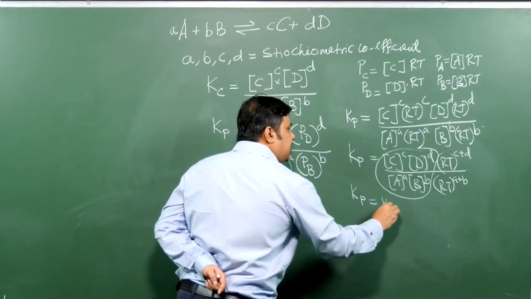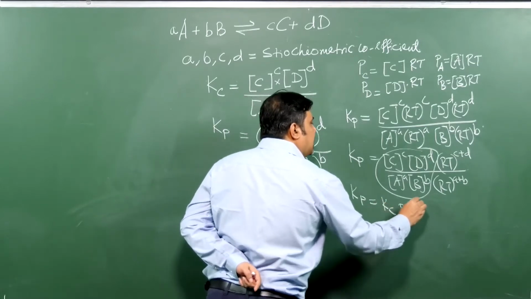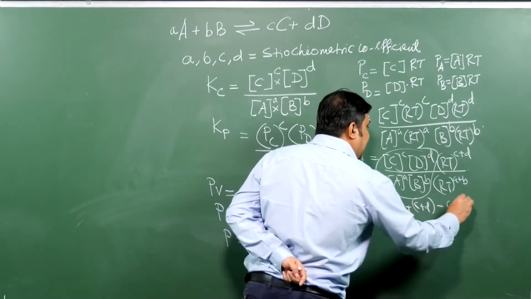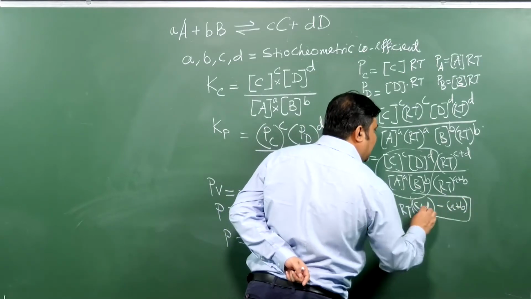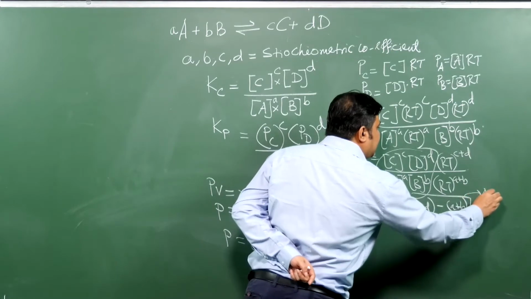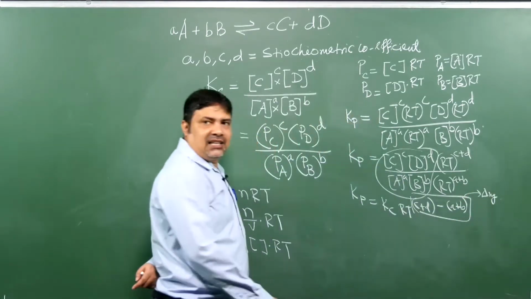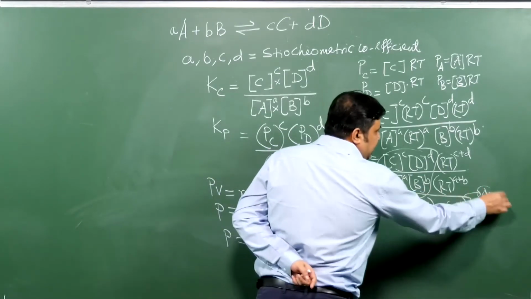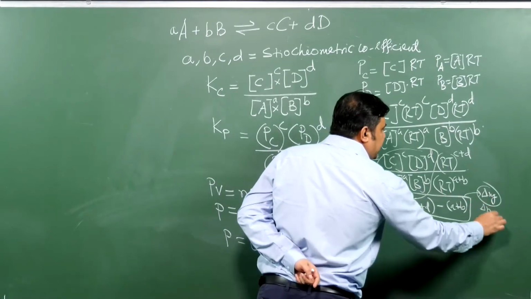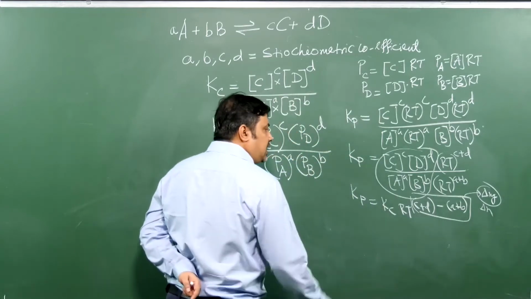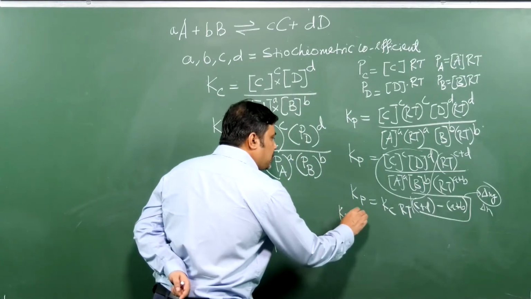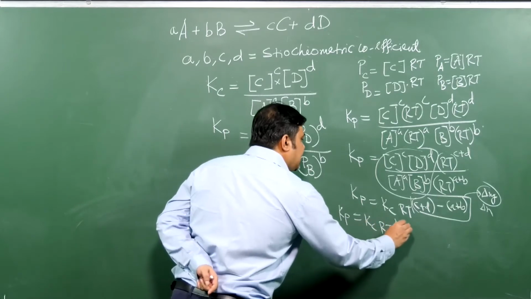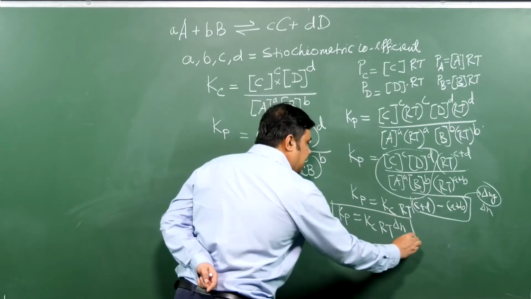I can write down Kc RT to the power C plus D minus A plus B, and this part we can write down as delta Ng. Clear? Or some books, generally for gaseous reactions, write delta N. So then Kp will be equal to Kc R to the power what? Delta N, generally delta Ng for gaseous reactions.